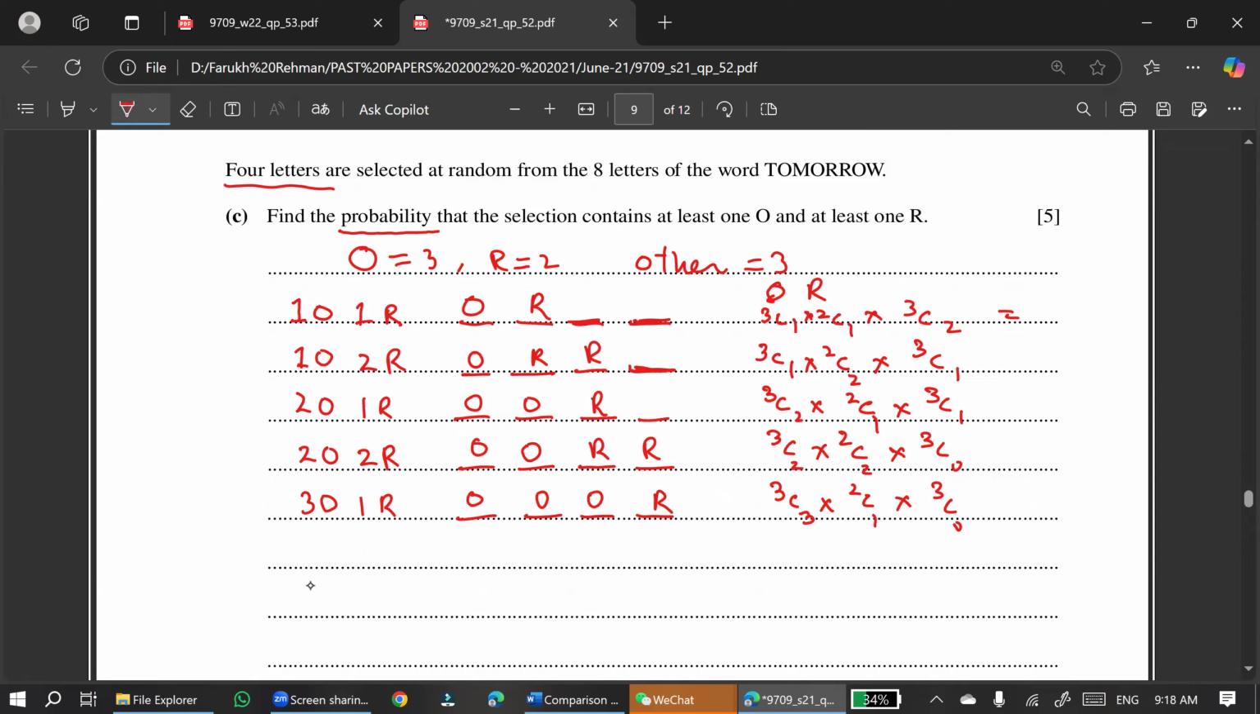3C1, 2C1, 3C2: 3 into 2, 6 into 3, 18. 3 into 1 into 3, 9. 3 into 2 into 3, 18. And 3 into 2, and the sum of all the selections is equal to 50.